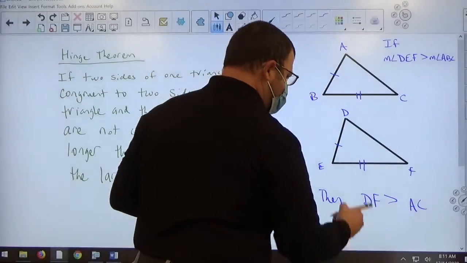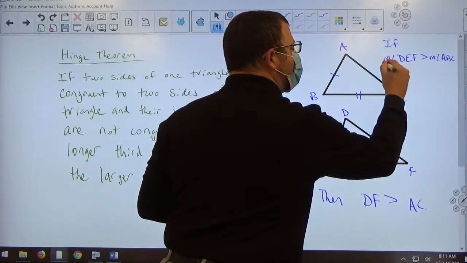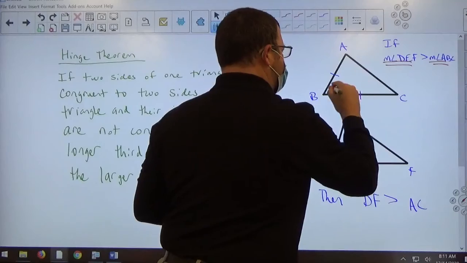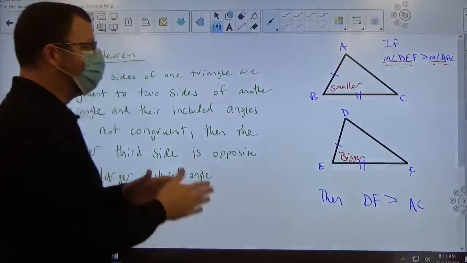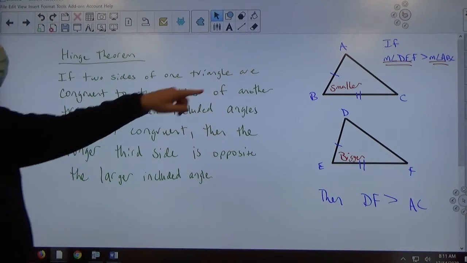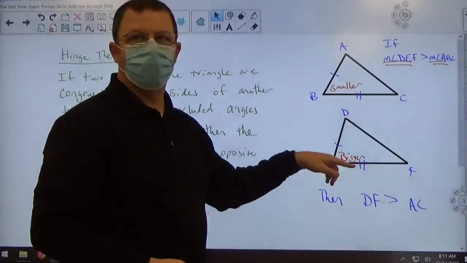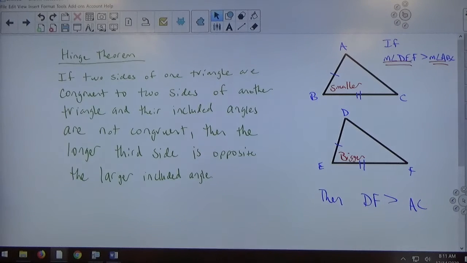So in this case, this is the bigger angle, because that's bigger than this, which is the smaller angle. And the hinge theorem basically says there's a relationship between the sides in these pictures since the two sides are congruent. If these two sides weren't congruent and these two sides weren't congruent, the hinge theorem is irrelevant. All right? It has to have something the same in order to have a comparison between these triangles.